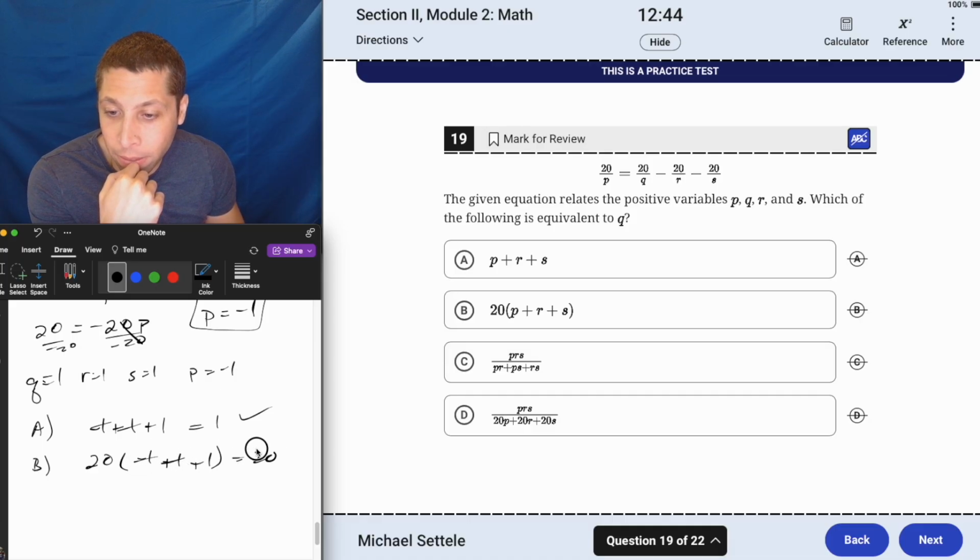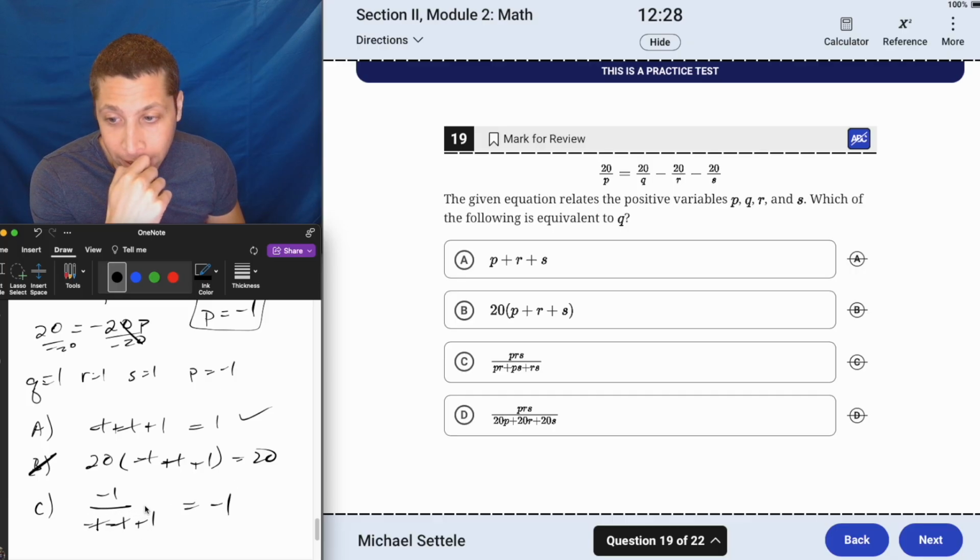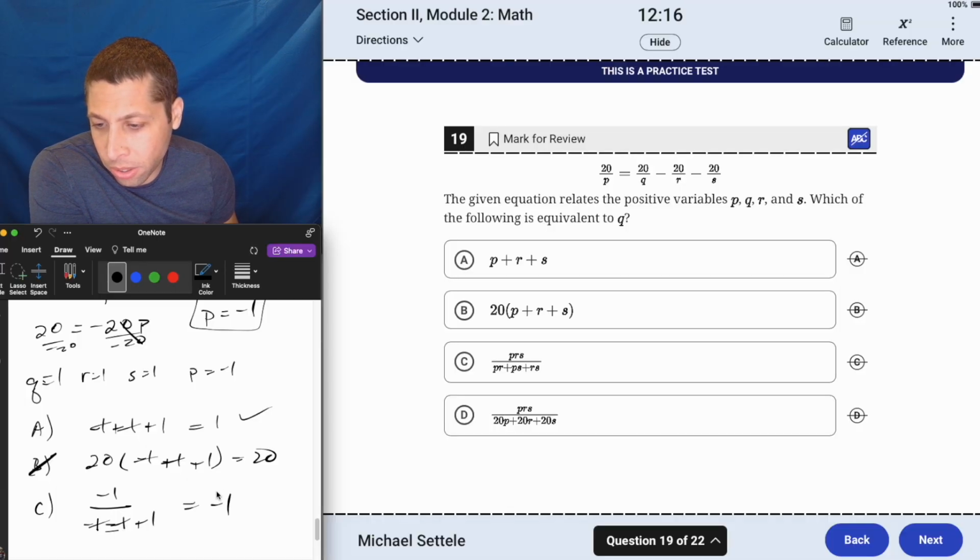Cancels, that's 20. No. C, negative 1 times 1 times 1, so it's negative 1 over negative 1 minus 1 plus 1. So that's negative 1. So that's not right, right? Negative P, or P is negative 1 times R is negative 1. Negative 1. Oh, that's negative 2 plus 1 is negative 1. Oh, so this is negative 1. I'm crossing out the wrong things. Negative 1.